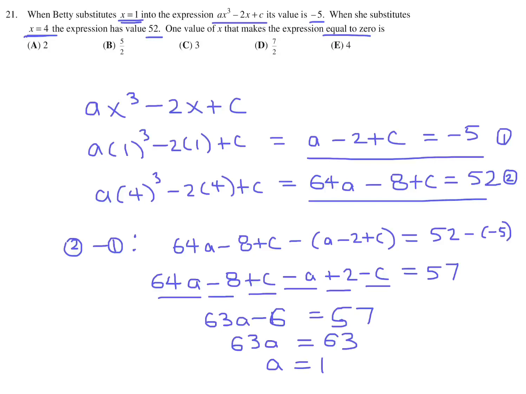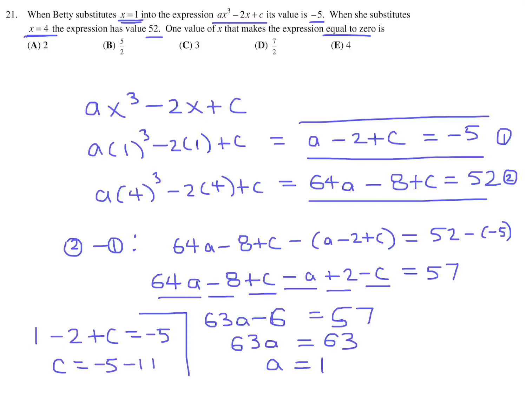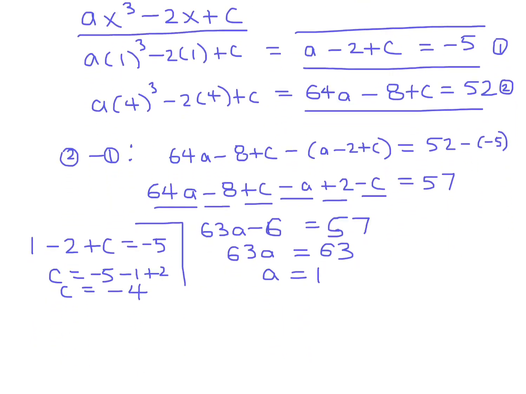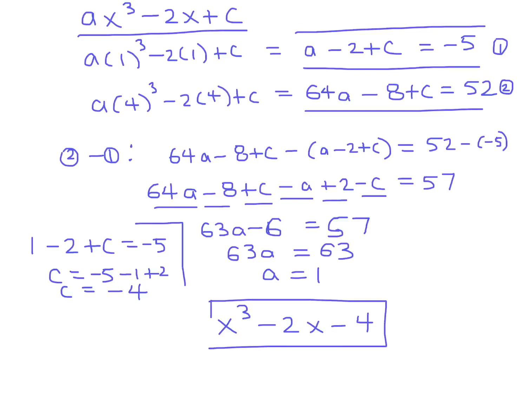So that's definitely helpful. And we can solve for c. We can put it back into that equation. And we have 1 minus 2 plus c is equal to negative 5. So c is negative 5 minus 1 plus 2, and therefore c is equal to negative 4. So now our main expression is x cubed minus 2x minus 4, because we know that a is 1 and c is minus 4.